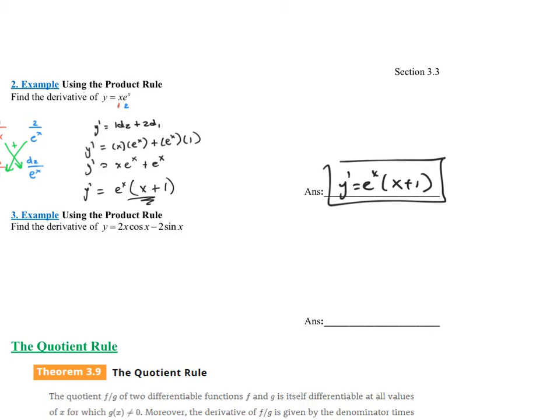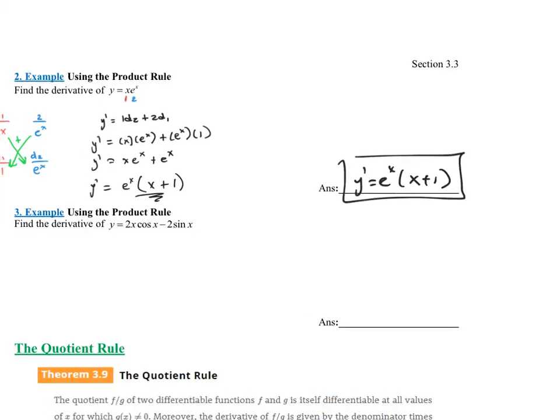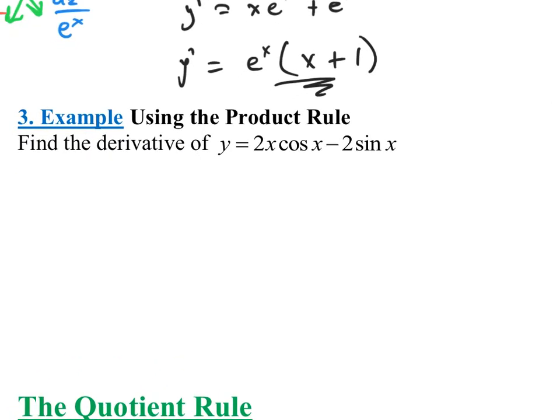It says find the derivative of 2x cosine of x minus 2 sine of x. Well, if you look at this, we actually kind of have to do this in two parts. We have 2x cosine of x, which is going to be a product rule, and then we have minus 2 sine of x. Well, that's just a constant multiple times sine of x. So for the second part, we don't need the product rule, but certainly for this first part, we do need the product rule. So I'm going to go ahead and pull this apart.